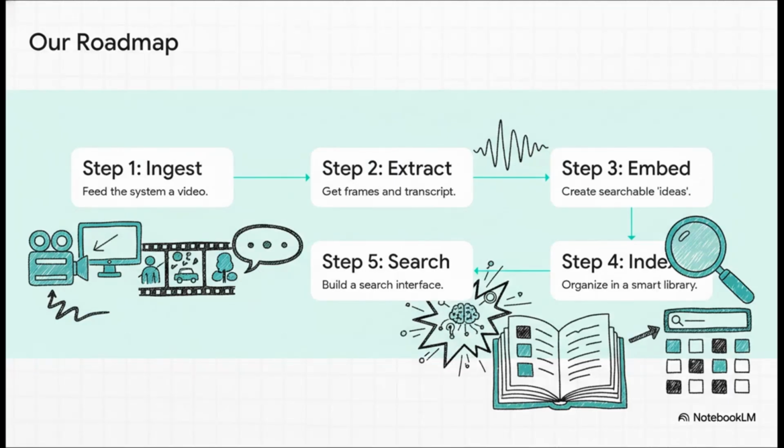So, here's the game plan. First, we're going to ingest the video. Just get it into the system. Then we extract the two most important things, the visual frames and the transcript of what's being said. Now, step 3, this is where the magic happens. We create these searchable ideas from those pieces. After that, it's about organizing them, or indexing them, in a smart library. And finally, you build an interface so you can actually search through it.